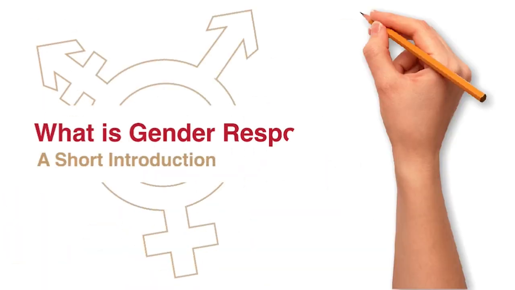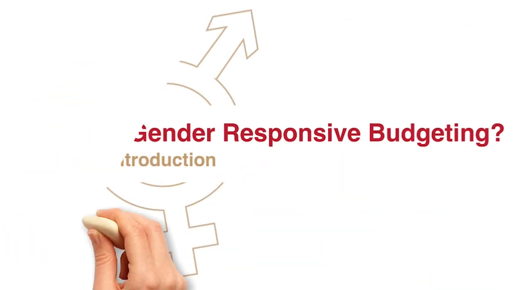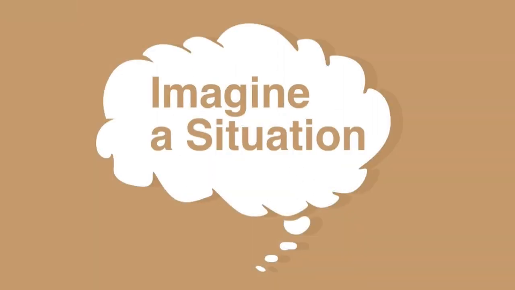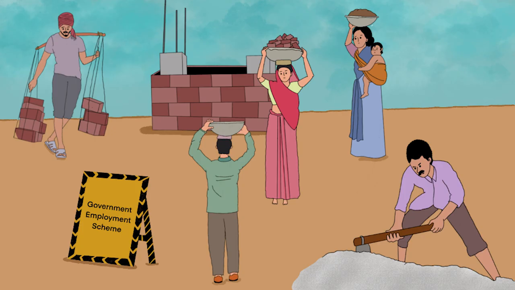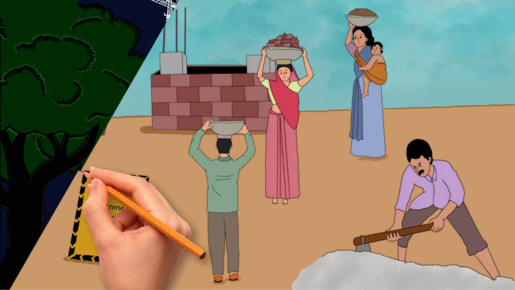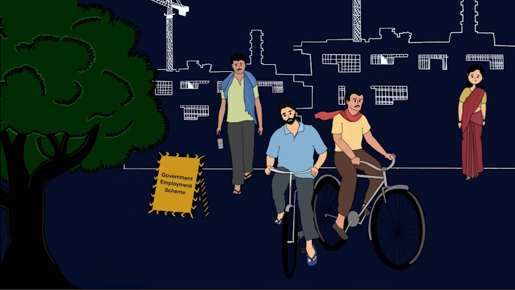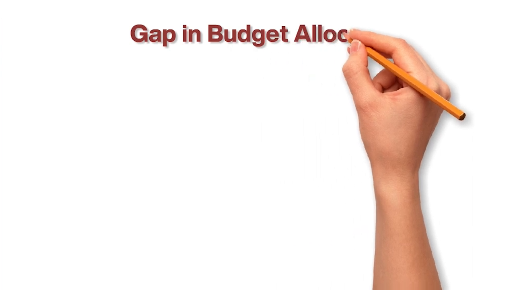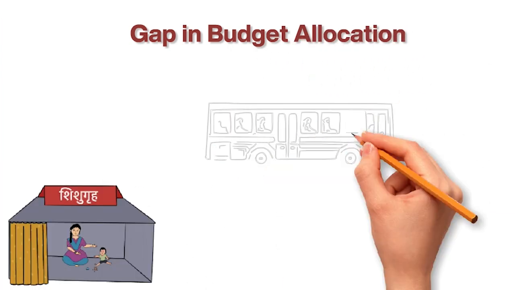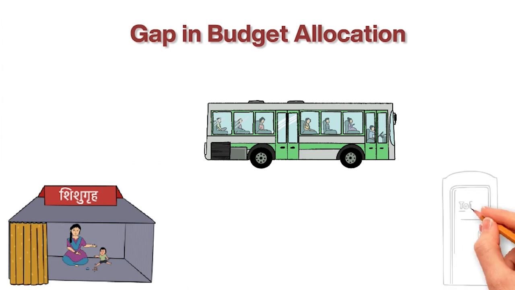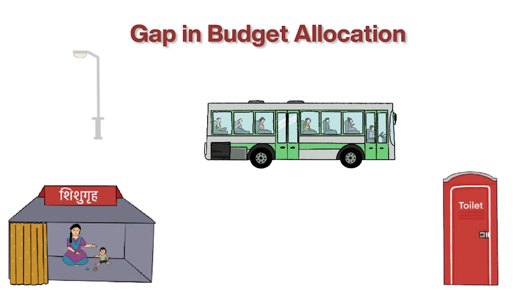What is gender responsive budgeting or GRB? Let's start by imagining a situation. Suppose the government decides to spend money on an employment program. It designates work sites and sets up training centers, but it does not allocate enough money to build creches for children, provide buses for commuting, set up public toilets, or install street lights.